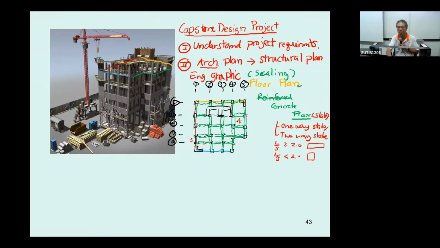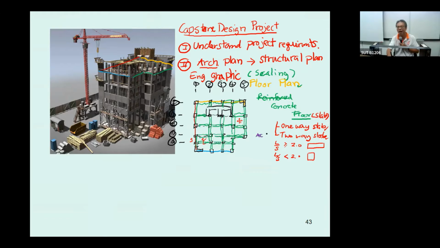If this one is a two-way slab, you are supposed to put the symbol like this. If you take a look at this one, you may get this one as a one-way slab. This is the symbol of a one-way slab. This is the symbol of a two-way slab. The ACI uses a different notation. The ACI uses the opposite of this.